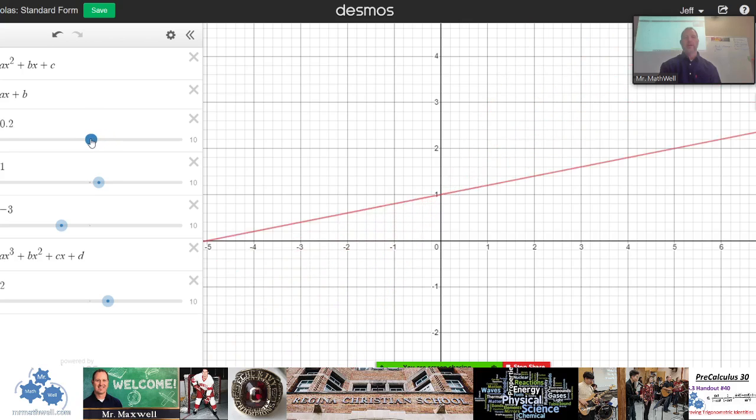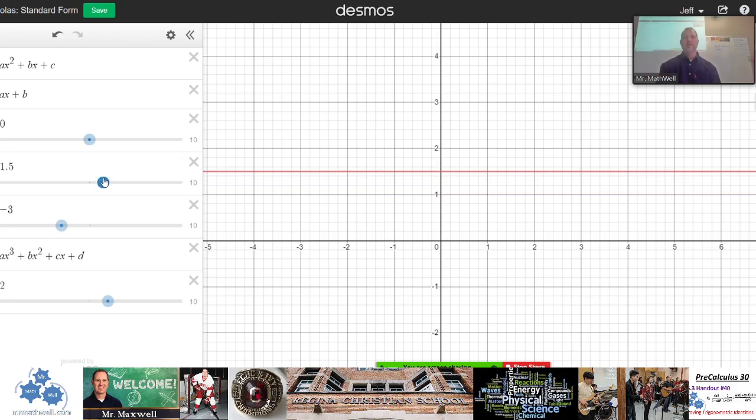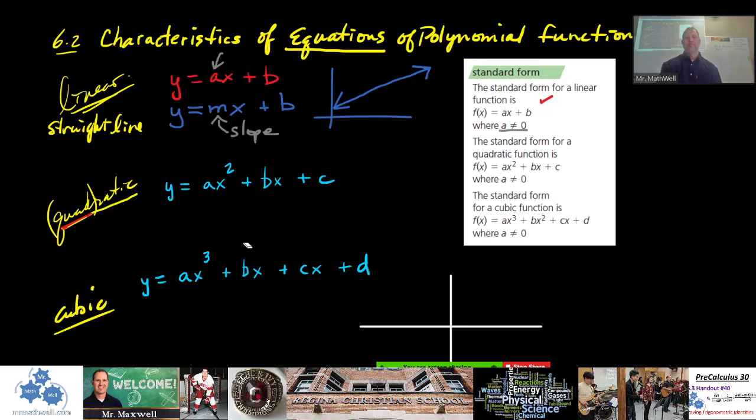Well, a equals 0. The slope is 0. It's a flat line. So if b is 1, then it's a horizontal line going through y equals 1. If b is 2, well, it's a horizontal line going through y equals 2. So that's what your horizontal lines look like.